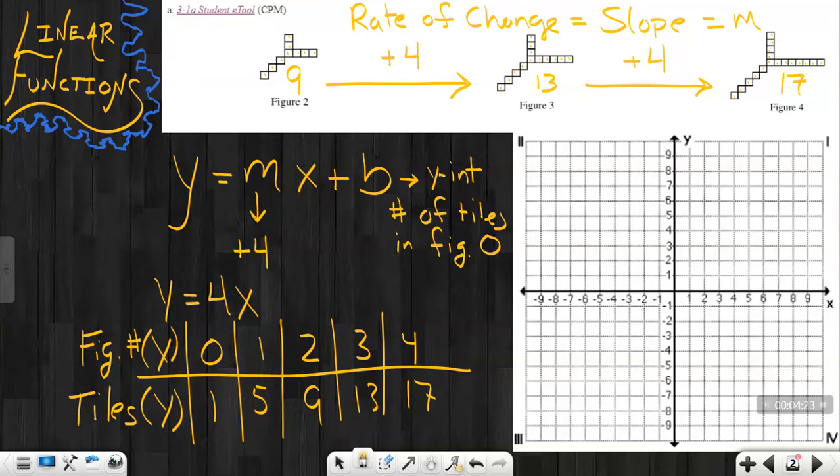5 minus 4 is 1. So how many tiles would there be in Figure 0? There would be 1 tile in Figure 0. That means that b is going to be a positive 1. So I'm going to have plus 1 as my rule.